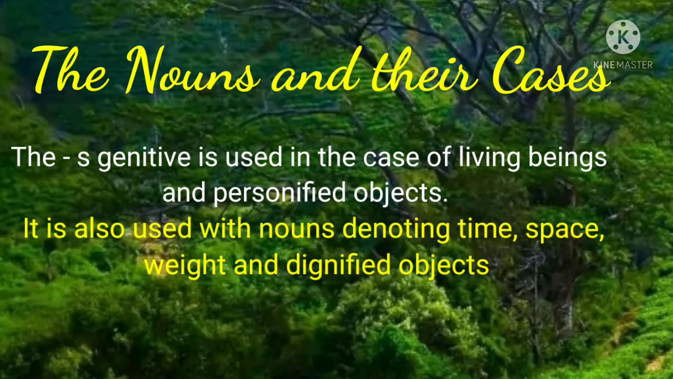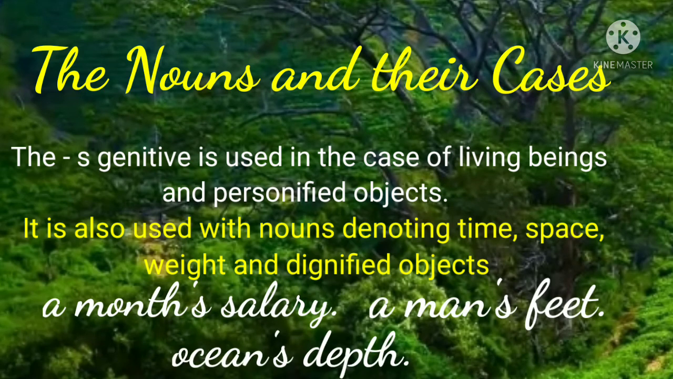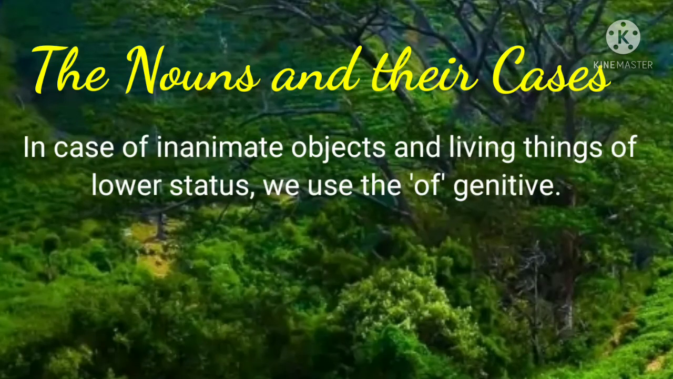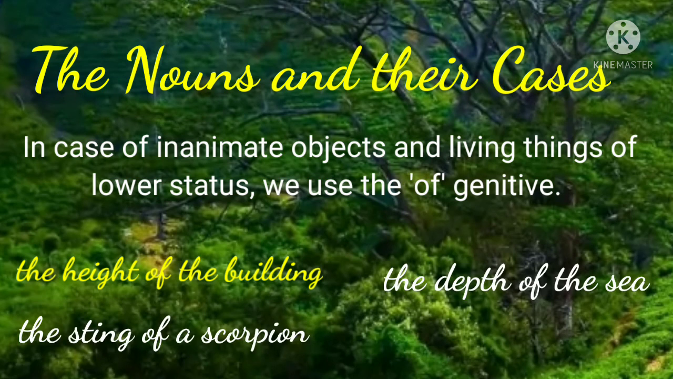For example, a month's salary, a man's feet, ocean's depth, and so on. In case of inanimate objects and living things of lower status, we use the of genitive, that is, the height of the building, the depth of the sea, the sting of a scorpion, and so on.